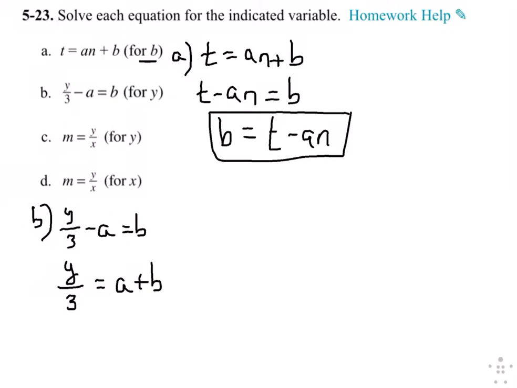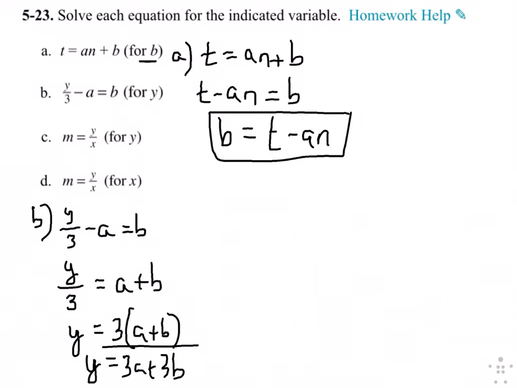Add a to both sides, and then multiply both sides by 3. So y equals 3 times a plus b. And we would distribute: y equals 3a plus 3b, right? We wouldn't leave that 3 factored out.